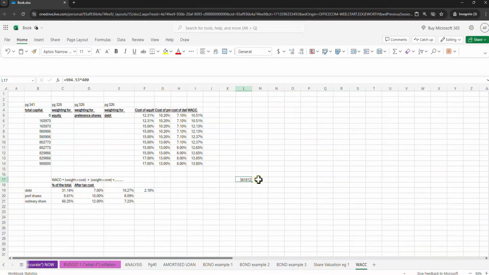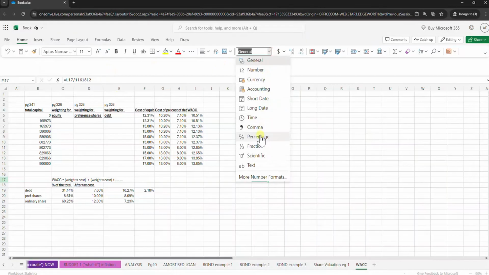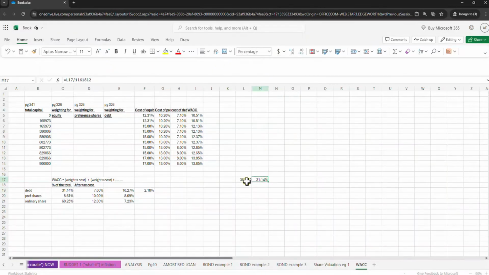Then they got the total, then the percentage of the total, so they added it all up. This amount divided by the sum. The sum here was 1161812. That gives me the weighting. See the weighting? So this was debt. Then the total was this figure here. And then percentage of total.